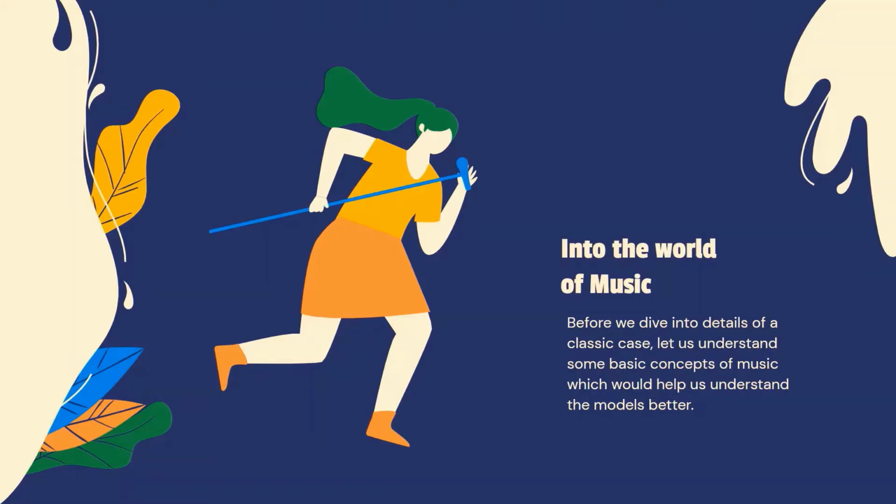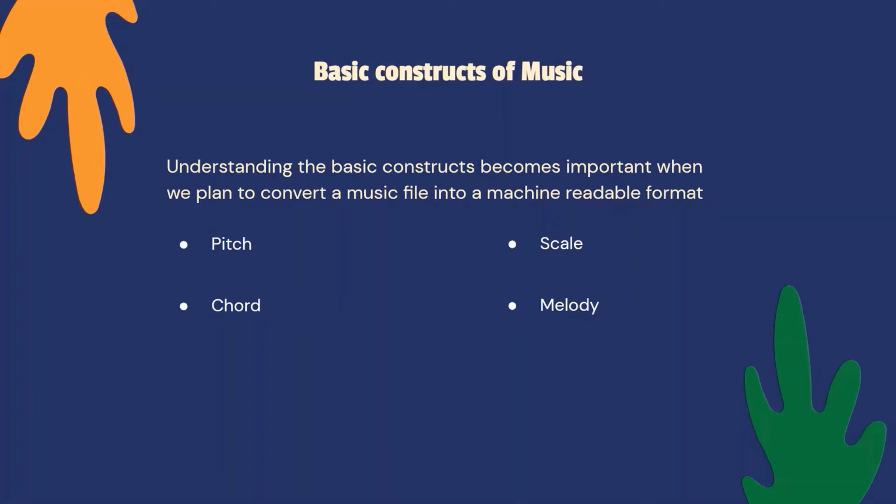Now, before we dive into the model straight away, let us look at some of the basic terminologies of music, which would help us understand the models better. Understanding the basic constructs becomes important when we plan to convert a music file into a machine-readable format. The term pitch describes highness or lowness of a sound. There are 7 notes, and each set belongs to an octave. These octaves are used to designate which pitch range the notes are in.